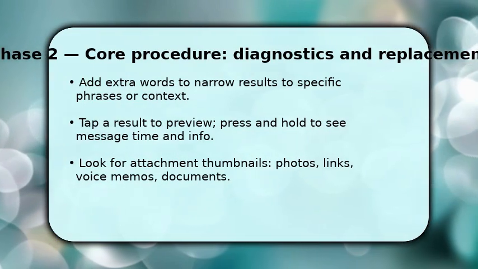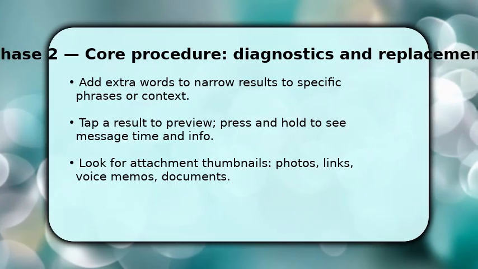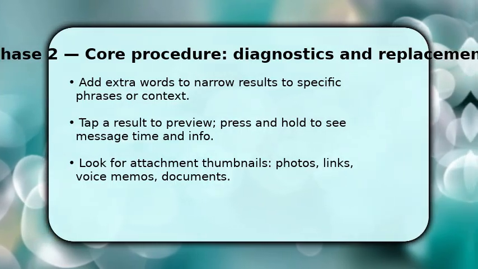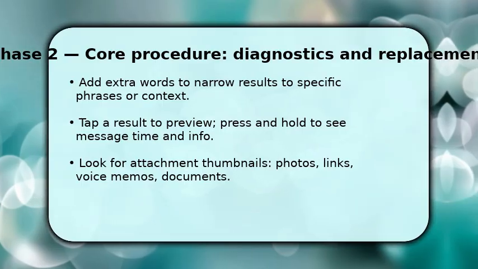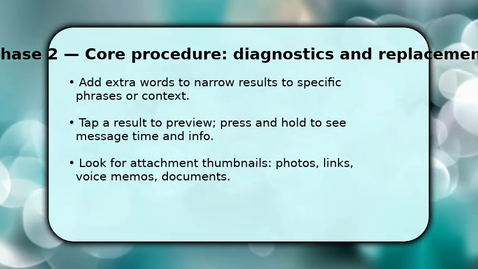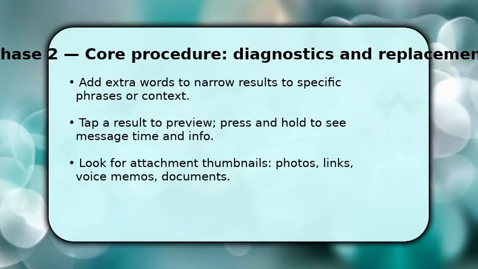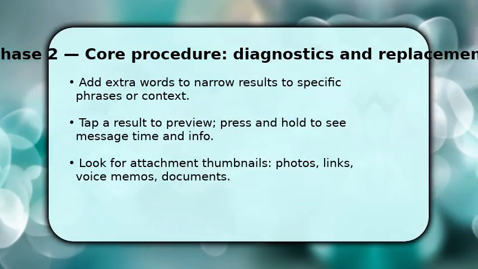If you see a promising result, tap it to jump into the conversation preview. Press and hold a result to reveal message details like time or contact info. Make sure to scan thumbnails for attachments. Images and links help identify the right thread quickly.